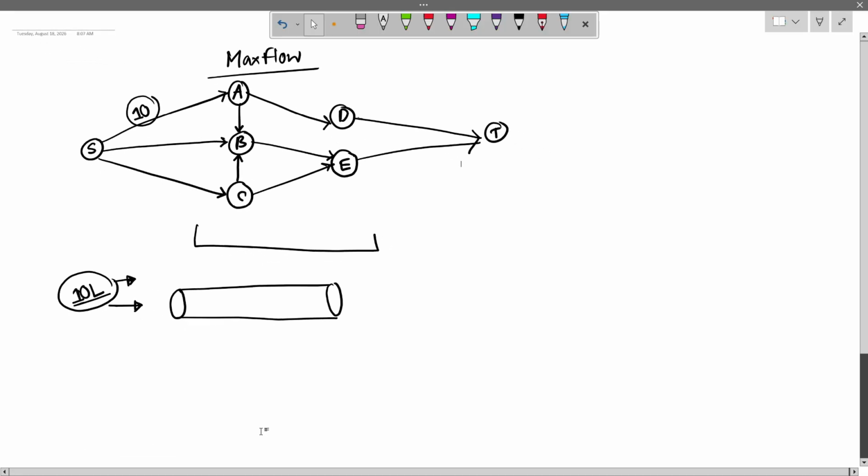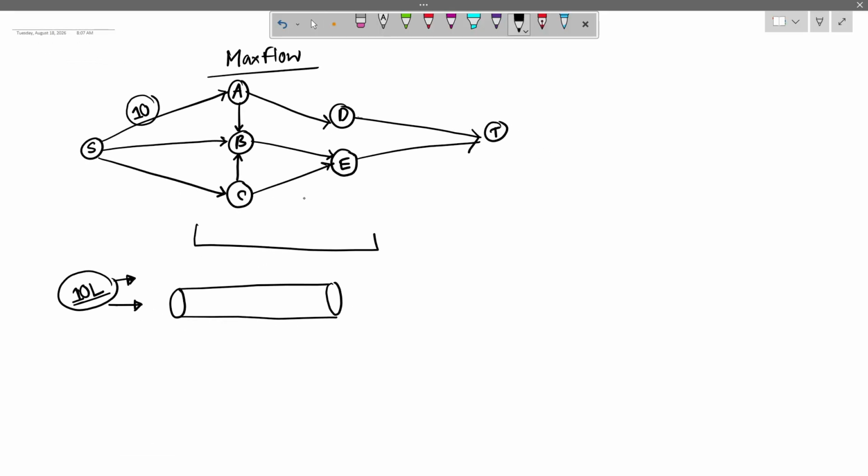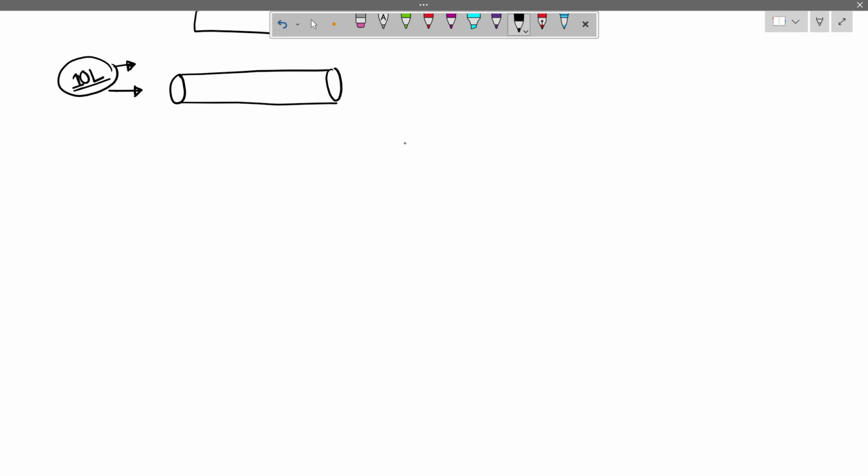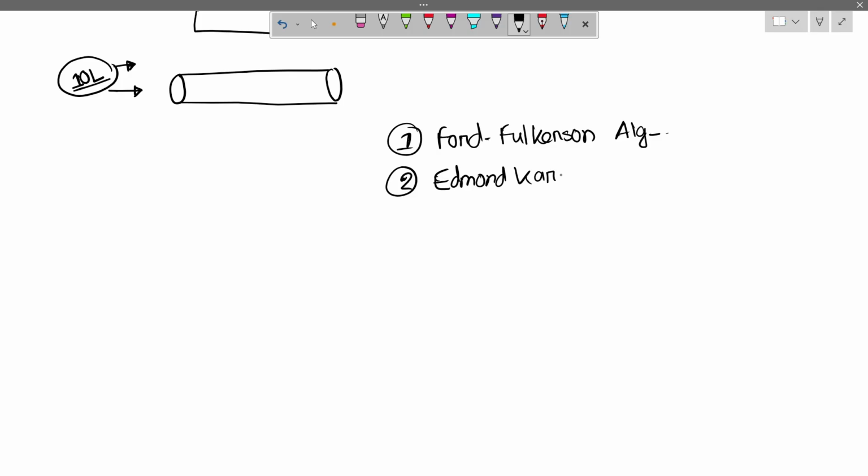And now the goal is to maximize the flow, and for this we have a total of 3 algorithms. One is the Ford-Fulkerson algorithm, the second one is the Edmonds-Karp algorithm, and the third one is the Dinic algorithm.